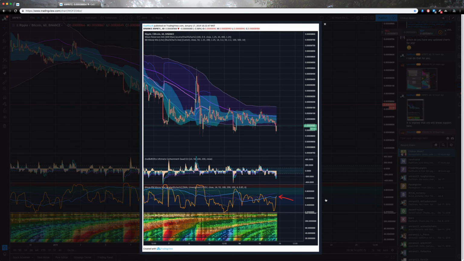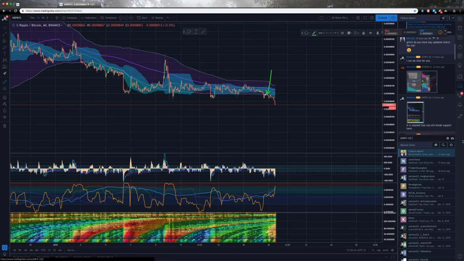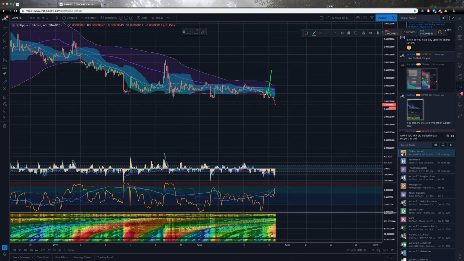On the 1 hour chart, we had the wave PM cross. Price was at 8,980. So that was right here. And then lo and behold, how far down are we? 1.5%. Okay, who asked about that? I'm just going to quote them real quick. XRP did indeed break support, as predicted.